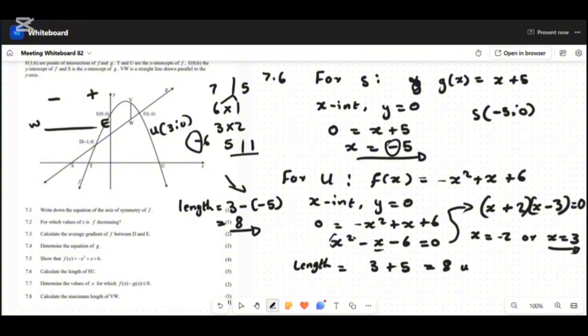And a length has magnitude, so it must have a unit. So it is 8 units. I think so far we're still good. Right. Now let's talk about 7.7.